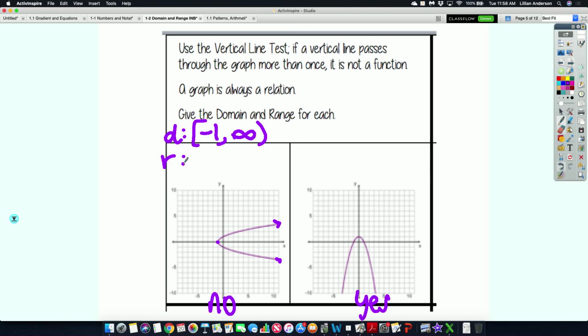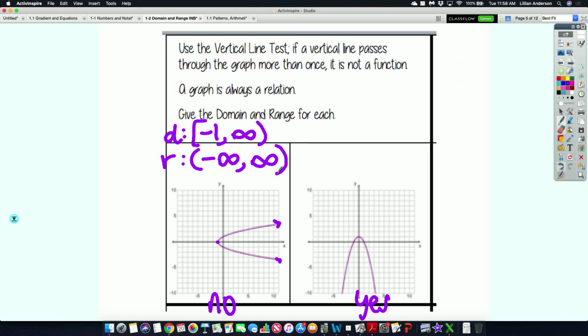What's the lowest that it goes? All the way down. What's all the way down? Negative infinity. And then it goes all the way to what? What goes around both of these? And there we go. We have our domain and our range in interval notation.